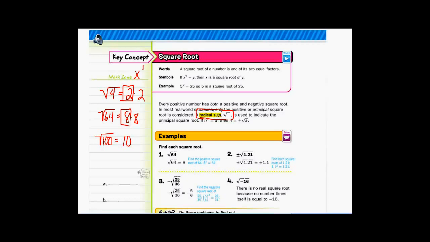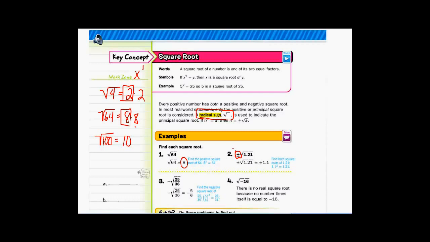And now let's go and do some examples here. If I have the square root of 64, what number times itself? 8. We've already discussed that one over here. Now, here's something new. Plus or minus. If it has a plus or minus, this is what it means.